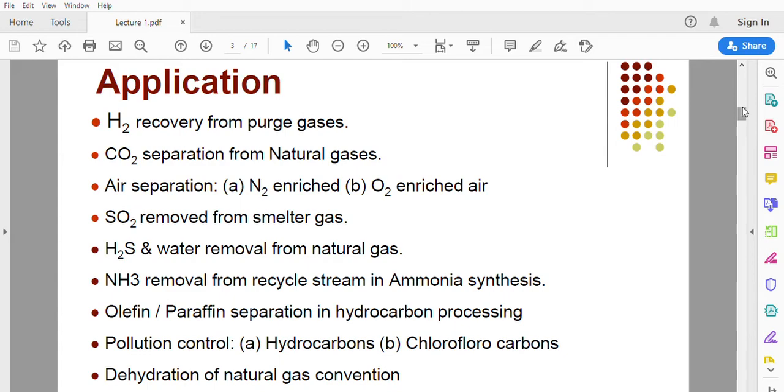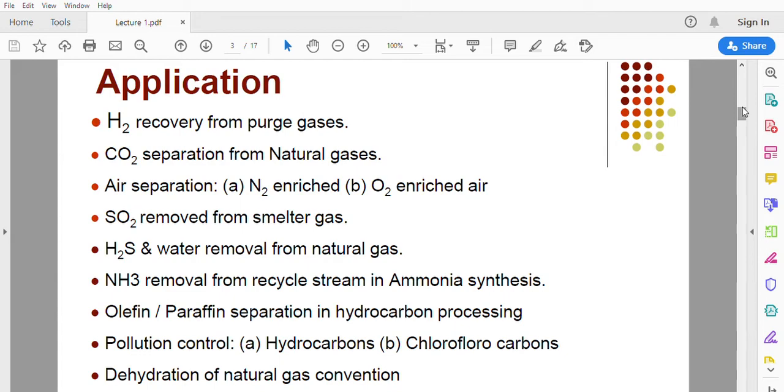Next application is separation of SO2 from the smelter. Smelter gas contains a lot of SO2, which is a very dangerous pollutant for the environment, and SO2 also leads to acid rain. So you have to separate out the SO2. For that we can use the membrane based process. Similarly, we can also use the membrane based process to separate the H2S and water vapors from the natural gas. I have already told you, for that generally people use the compression process, but we can also use the membrane based process to separate the H2S and the water vapor from the natural gas.